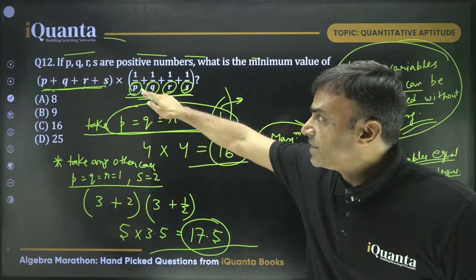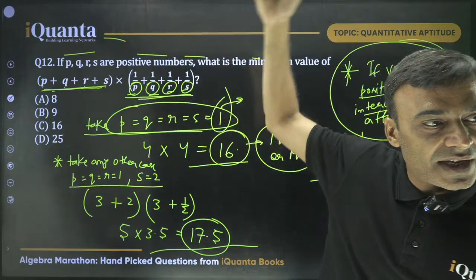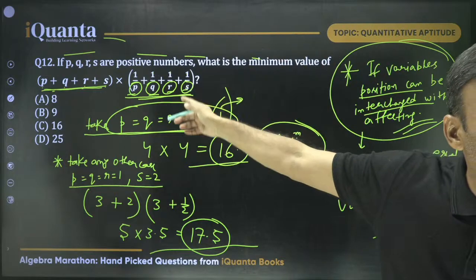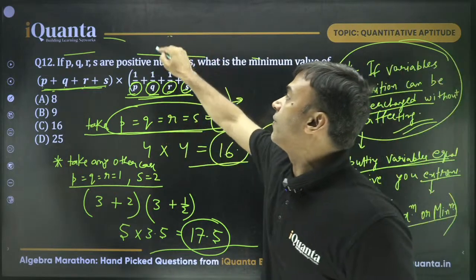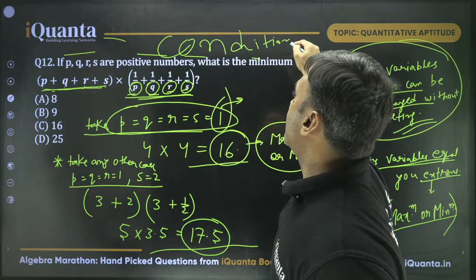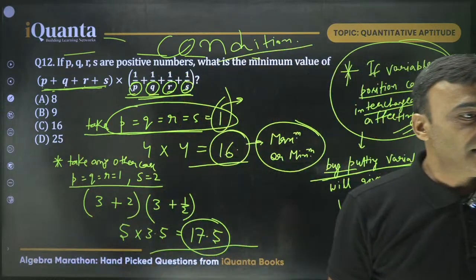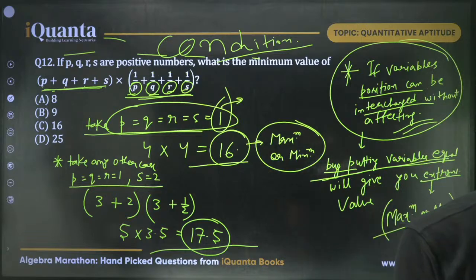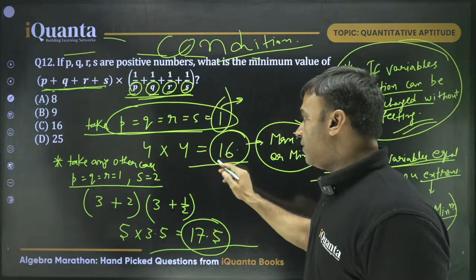You know, if these numbers were not in the denominator, I would have taken 0 very happily. But I can't because they are in the denominator. So that is why I said check for any condition that is there. There is no condition. So then I am king. I can take any value. Best is I'll take 1. Okay? Now, I've got a value that is 16.